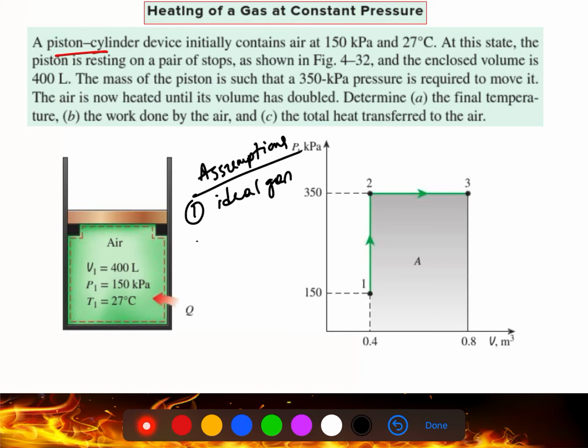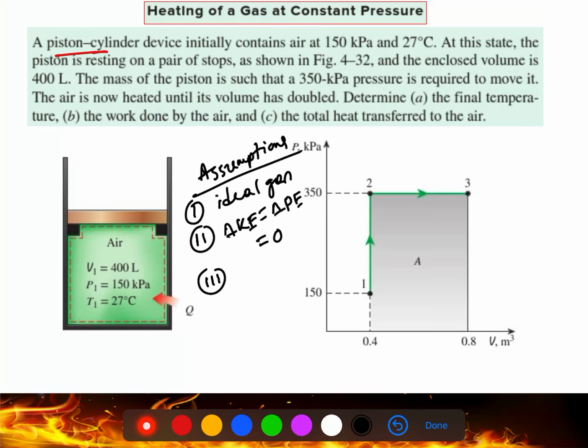It is a stationary system, so the change of kinetic energy, delta KE, and the change of potential energy, delta PE, will be equal to 0. We'll make another assumption that there is no electrical, shaft, or other forms of work involved. Only the moving boundary work. So no electrical work, no shaft work, and no other forms of work.